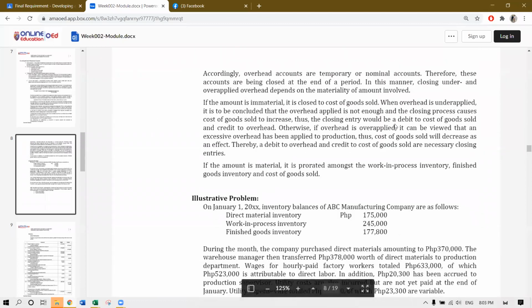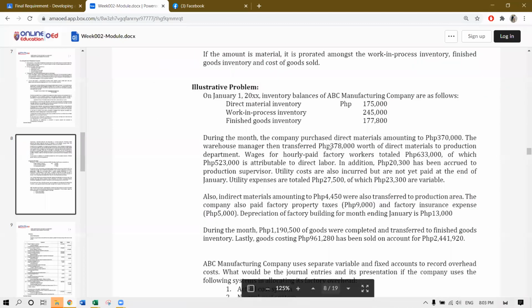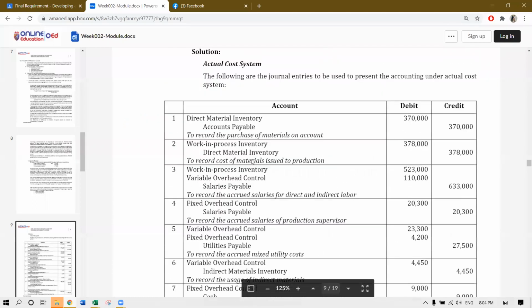Okay, let me check. Yeah. Direct material that was transferred. So for all those that go to work in process as transferred direct material, like for example this one, we credit direct material to cancel it out because it has been moved to work in process. So debit, work in process, credit, direct material.